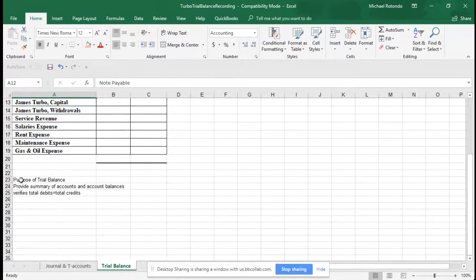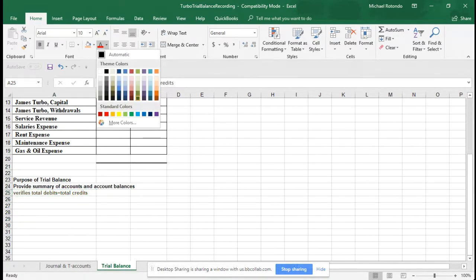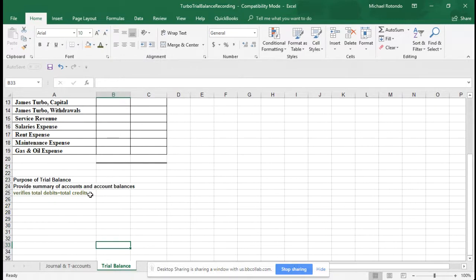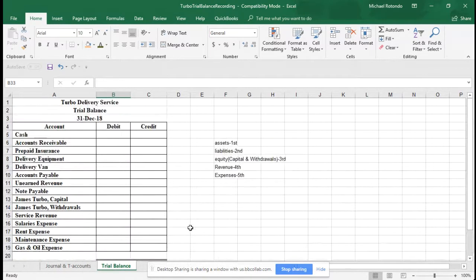Now, what's the purpose of the trial balance? Well, the purpose is to provide a summary of accounts and account balances, but the most important purpose is to verify that total debits equal total credits. Now, on Excel, there's some shortcuts we can use. You can always print out the T accounts and type the numbers in, but why not use some of the shortcuts Excel gives us?